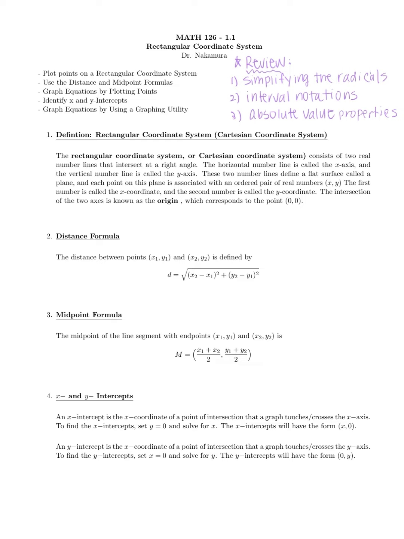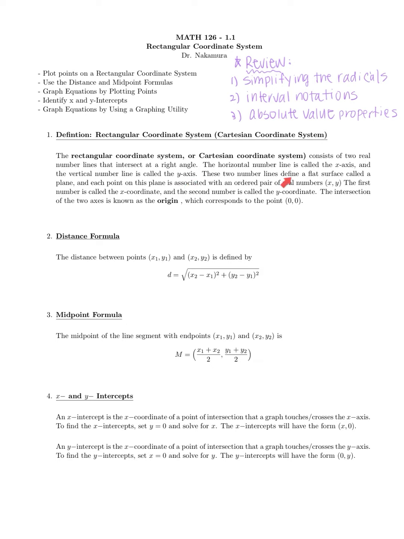system. Okay, so let's just read together here. The rectangular coordinate system, or the Cartesian coordinate system, consists of two real number lines that intersect at a right angle. The horizontal number line is called the x-axis, and the vertical number line is called the y-axis.